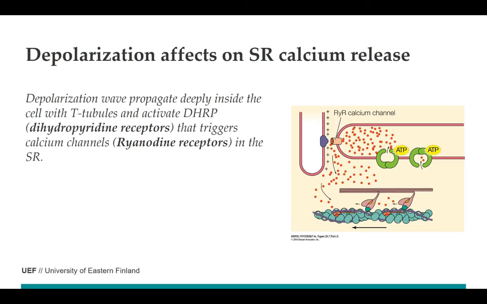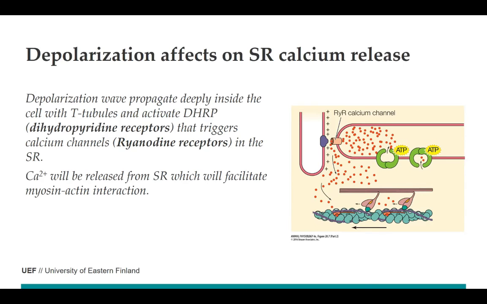So it activates a receptor, and this is how this receptor is working. It's just measuring that, okay, now the voltage has changed. And that triggers a calcium channel, which also has a difficult name, the ryanodine receptor. It's the calcium channel there on the sarcoplasmic reticulum. And this will lead to calcium being released from the sarcoplasmic reticulum, and that will facilitate the myosin-actin interaction.